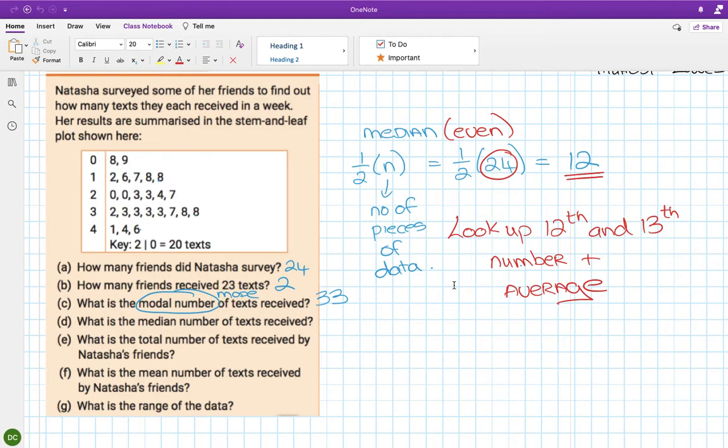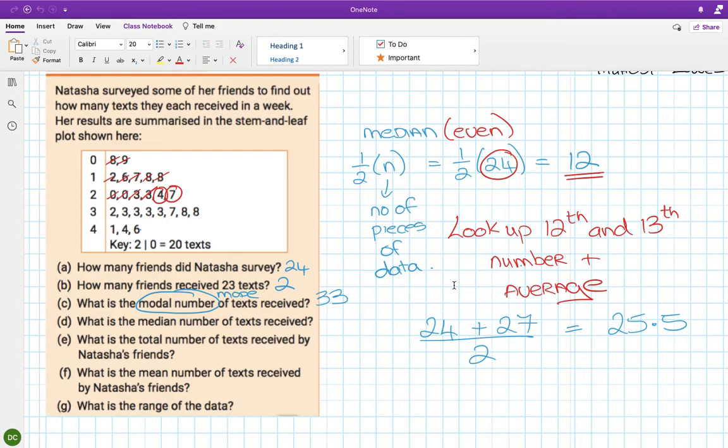So 1, 2, 3, 4, 5, 6, 7, 8, 9, 10, 11. So that's the 12th and that's the 13th. So we're looking at 24 and 27, and we divide by 2. So 24 plus 27 divided by 2, and we get 25.5. That is the median number of texts.